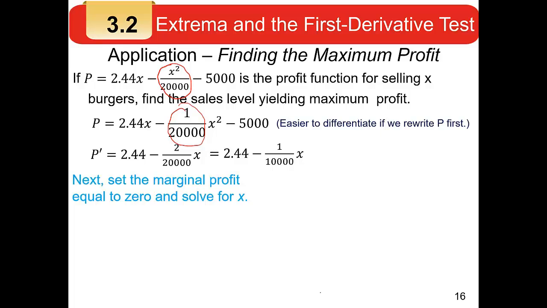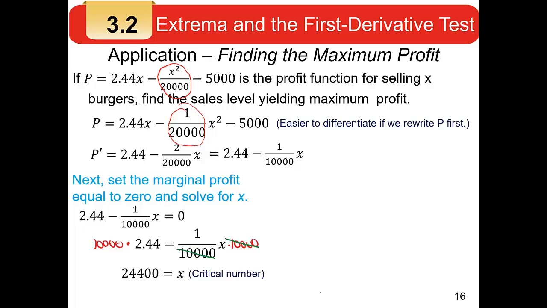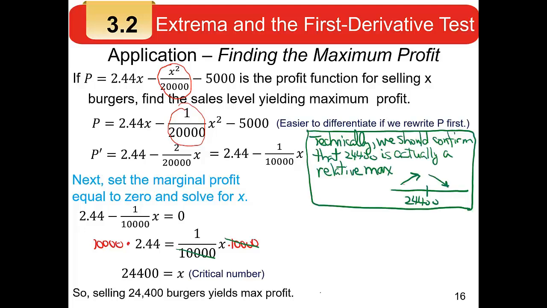It's just a polynomial function, so there won't be any values from the derivative being undefined. So you just have to set the marginal profit equal to 0, solve for x, and that comes out to be, through the algebra, 24,400. So you're going to get maximum profit if you sell 24,400 burgers. Technically speaking, you should go through this test about checking on both sides of it. But since there's only one critical value and it's an application problem, it's almost a formality. I suppose you could get a problem where someone was trying to trick you and say there isn't one, but in general, in an application problem with one critical value, it's going to be what you're looking for.